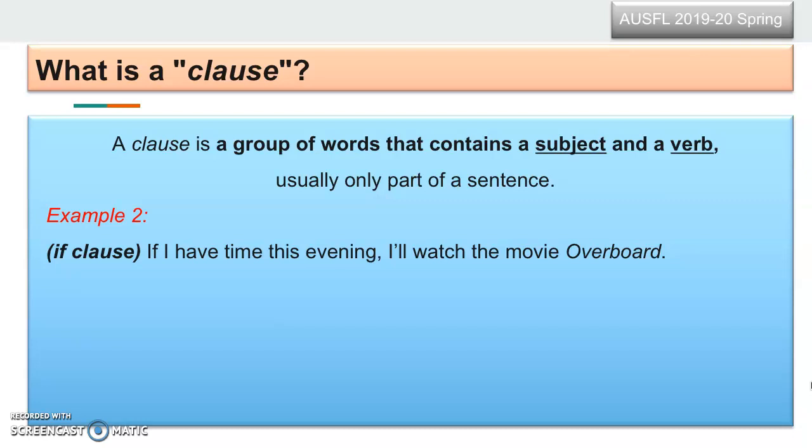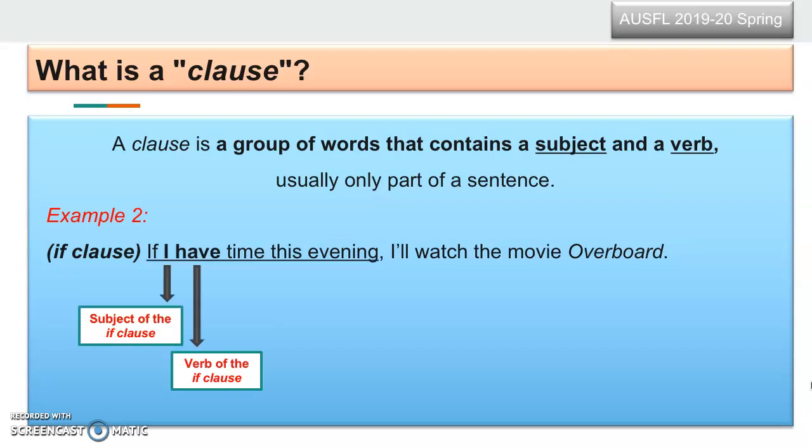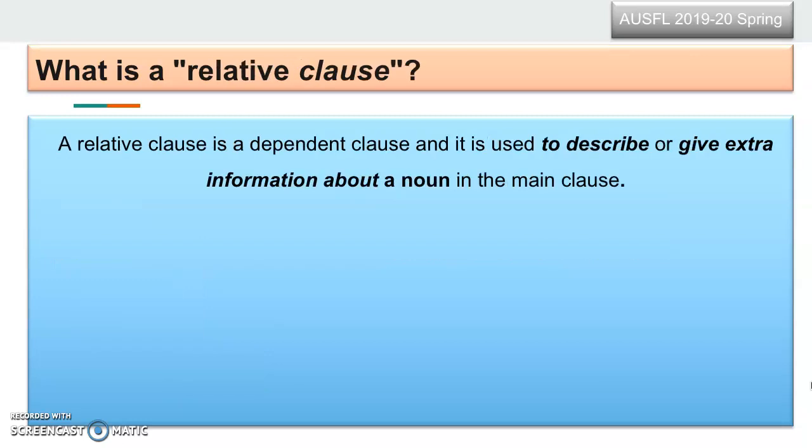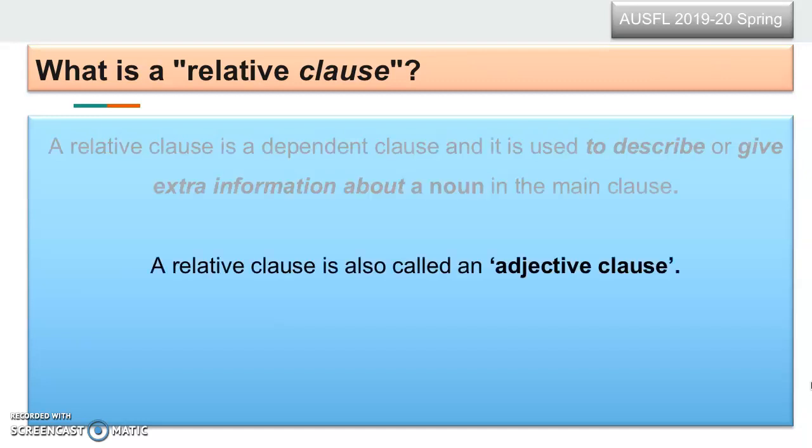Here is another example. If I have time this evening, I'll watch the movie Overboard. As you can see, the if clause in this sentence has a subject and a verb too. So please keep in mind that a clause has a subject and a verb. Alright, what is a relative clause then? A relative clause is a dependent clause, and it is used to describe or give extra information about the noun in the main clause. It is also called an adjective clause because it describes a noun.